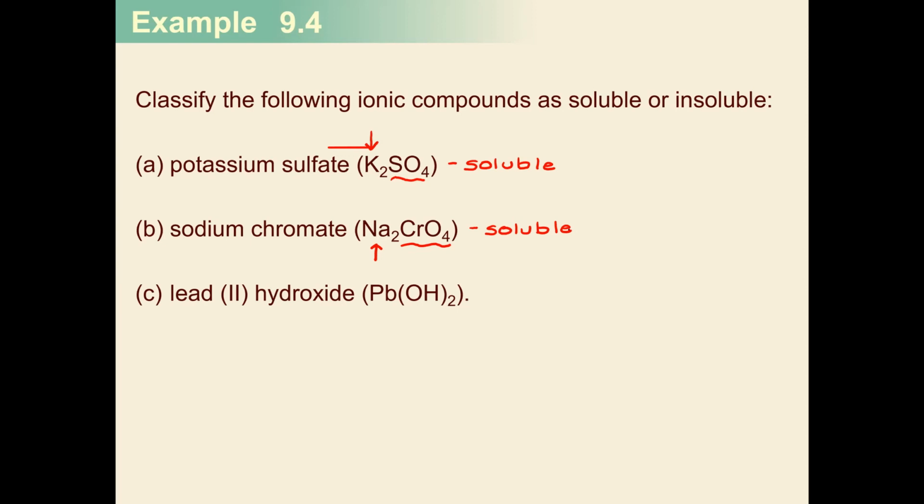So let's look at C. We now have lead 2 hydroxide. So remember, for our hydroxides, these are usually insoluble, except for those of the alkali metals and barium. Lead is not one of those. So this will follow the rules, and you are now going to get an insoluble compound from our species. So as you can see here, the solubility rules are very easy and straightforward to follow.